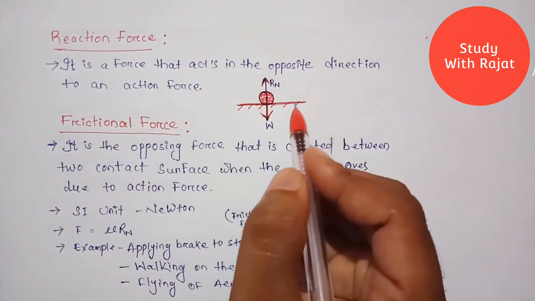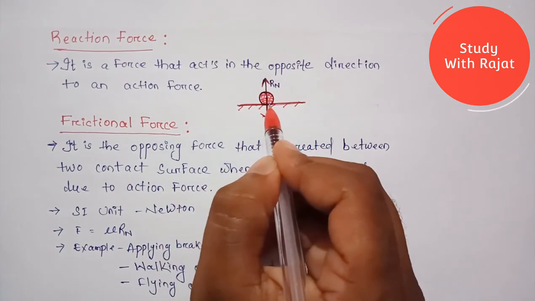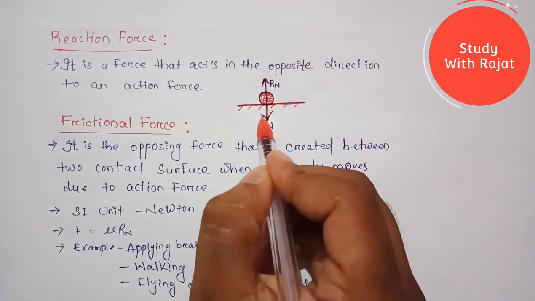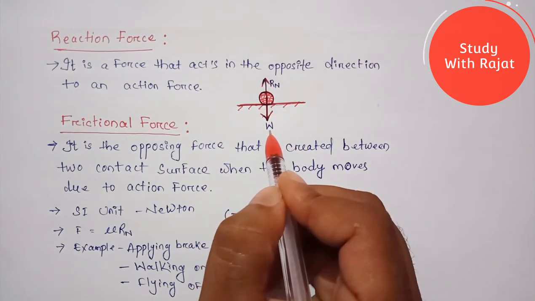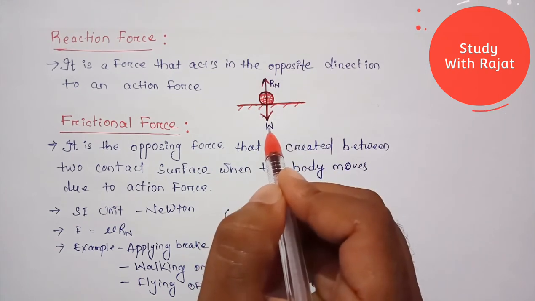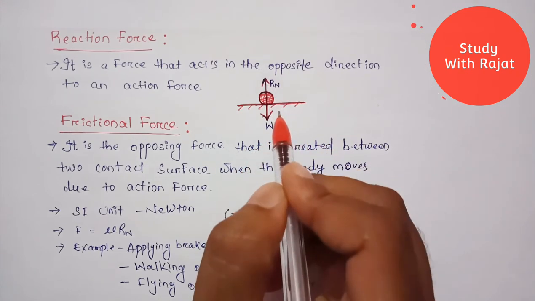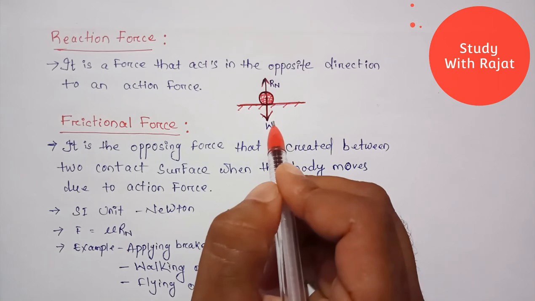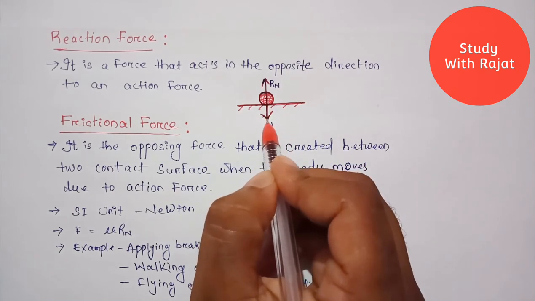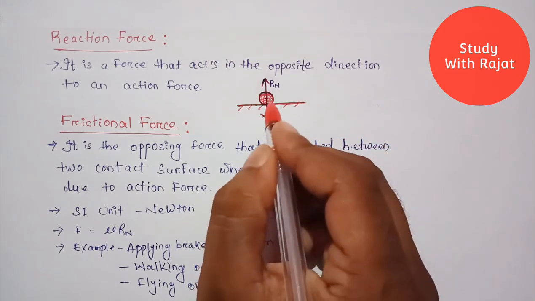So in this figure, you can see this is the surface, and on the surface there is a body. The body has the weight force known as W, and if the body has a weight force W, then there should be a reaction force known as Rn. Every active force has a reaction force. So here we can say W is the active force, and it is always downwards, meaning the weight force is always downwards.